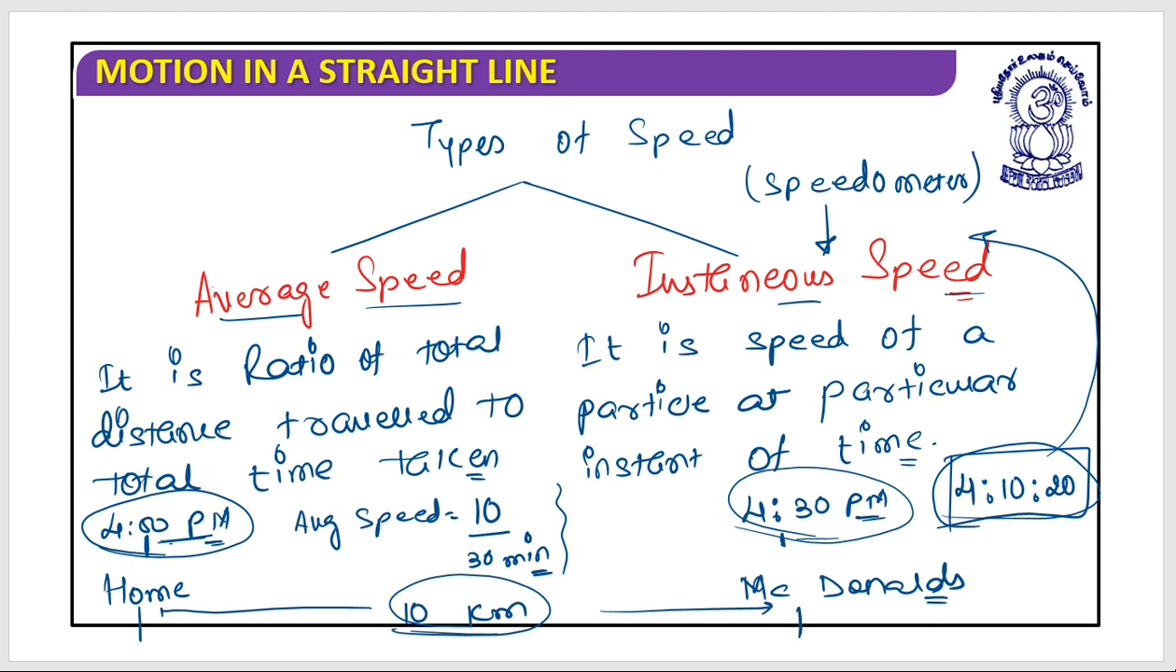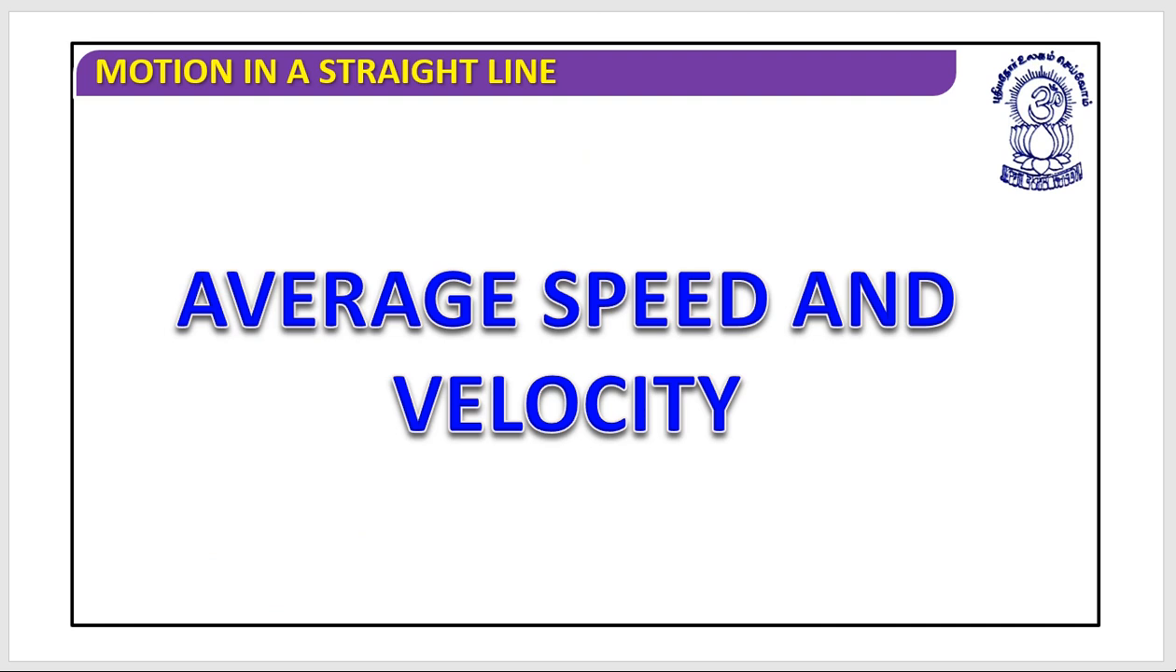Now what we are supposed to do is break both the speeds into different segments. First, we will begin with the average speed and its numericals, and then in the later section of the units, we are going to cover the instantaneous speed. So first, let's begin with the average speed. Let's move on. First, average speed and average velocity.